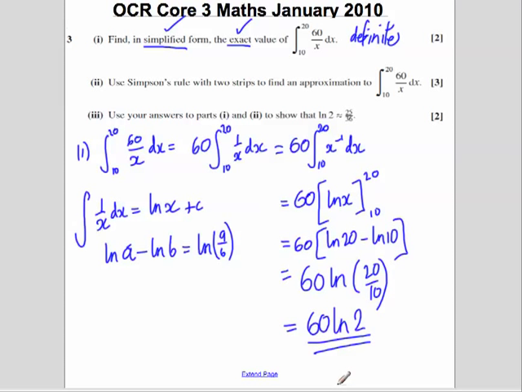And that's our answer. Let's just check it makes sense. We have found an exact value for this definite integral. It's equal to 60 ln 2, and we've simplified our logs as much as possible. If we had stopped at that point, we'd have lost a mark for not simplifying our logs, but this here at the end is our final answer. Thank you very much.